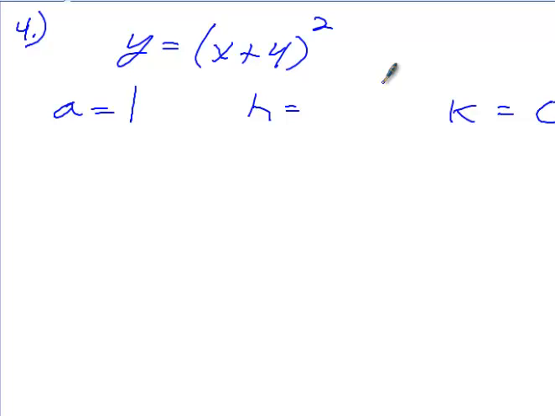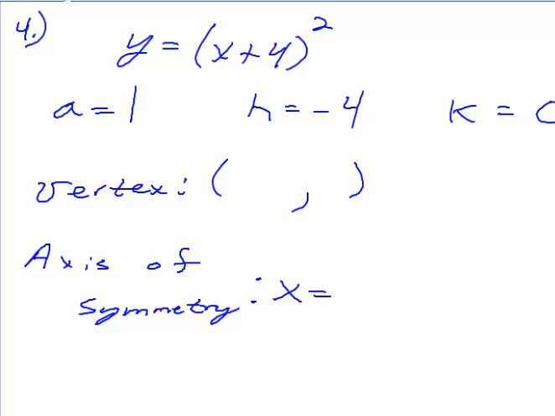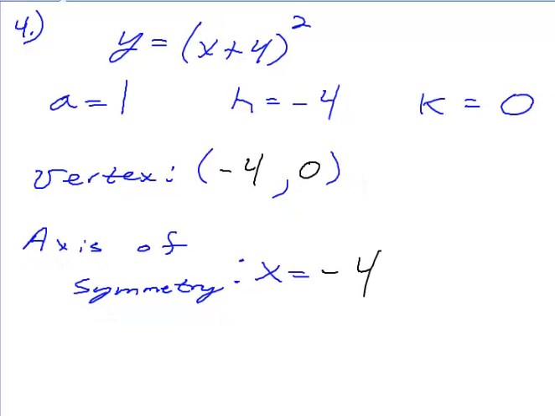So what do we know about H? It has to what? Right, opposite. It has to change its sign. So what's my H? -4. All right, so for my vertex, what are the coordinates of my vertex? H and K. So what's my H? What's my K? All right, axis of symmetry is X equals what? There you go. Right, the H or the X coordinate of the vertex, either way you want to word it.